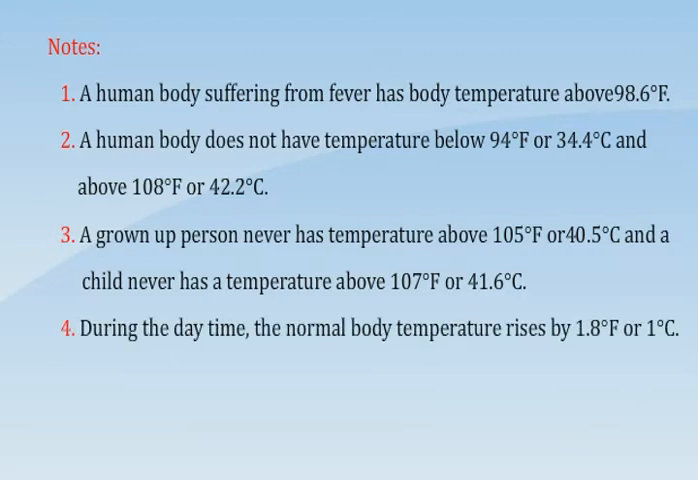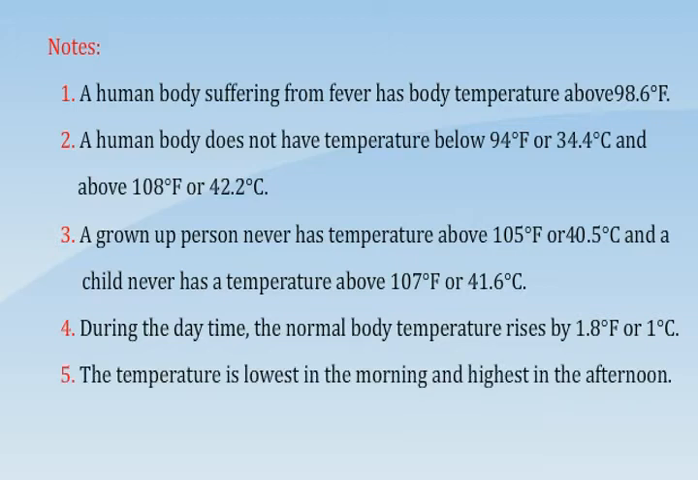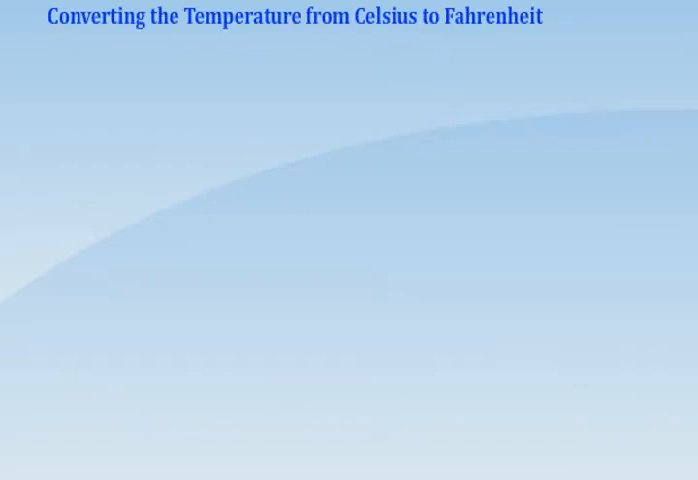During the daytime, the normal body temperature rises by 1.8 Fahrenheit or 1 degree Celsius. The temperature is lowest in the morning and highest in the afternoon. Converting the temperature from Celsius to Fahrenheit.